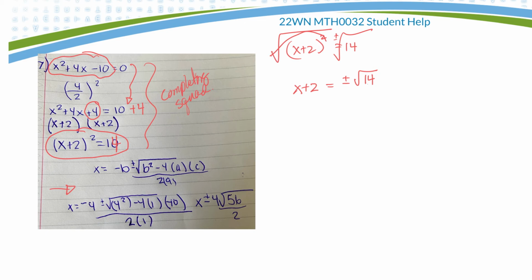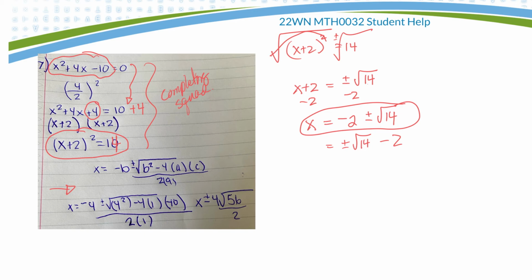But here I want to solve for x. So subtract 2 here and subtract 2 there. So it'll be x is equal to minus 2 plus or minus the square root of 14. You could have rewritten that as plus or minus root 14 minus 2, but typically we write it with the square root at the back.